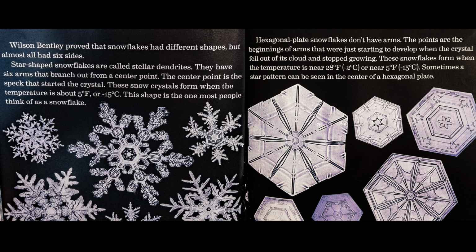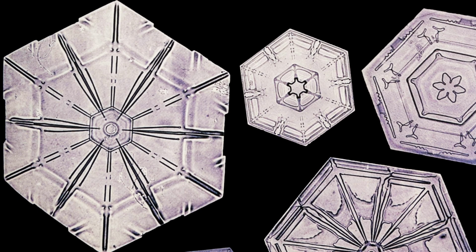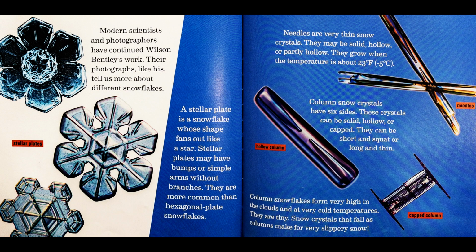The points are the beginnings of arms that were just starting to develop when the crystal fell out of its cloud and stopped growing. These snowflakes form when the temperature is near 28 degrees Fahrenheit or near 5 degrees Fahrenheit. Sometimes a star pattern can be seen in the center of a hexagonal plate. Modern scientists and photographers have continued Wilson Bentley's work. Their photographs, like his, tell us more about different snowflakes.